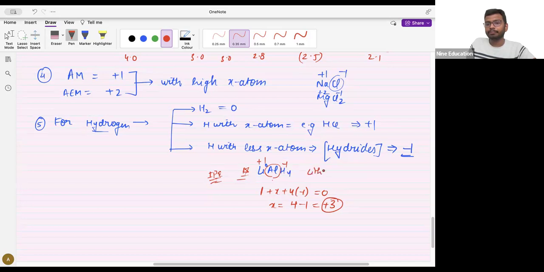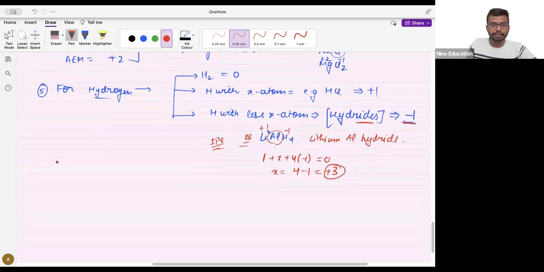Understand, beta? Here lithium is called what? Here hydrogen is what? Hydride. Lithium aluminium hydride. Where you have hydrides, you will get -1 oxidation state. Done.